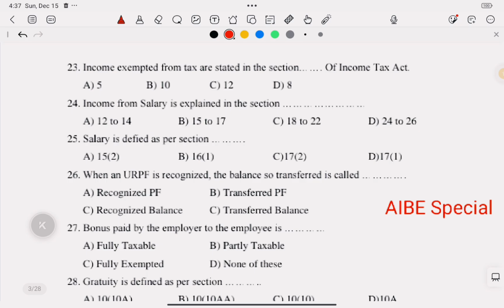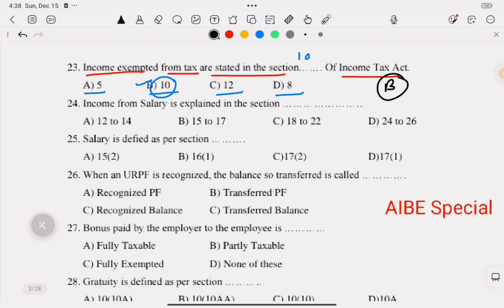So the first question is: income exempted from tax is stated in which section of the IT Act? Let's see the options. Section 5, Section 10, Section 12 and Section 8. In this case, the correct option would be option B, that means Section 10. Income exempted from tax is stated in Section 10 of the IT Act.